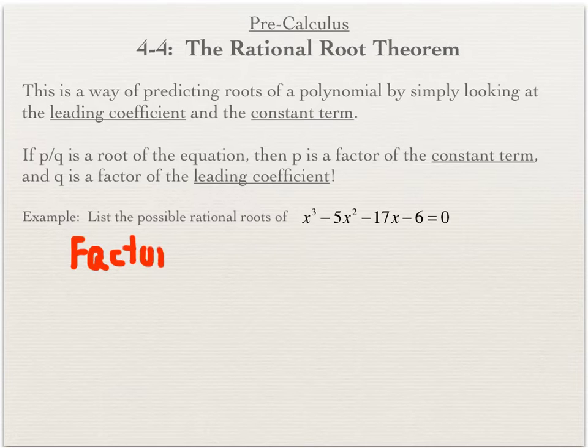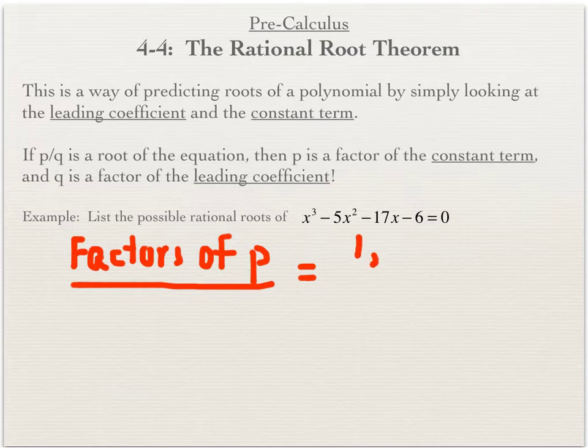My factors of p will go on top in the numerator, and p again is the constant term. So I look at -6 and some factors of -6. Remember, factors are numbers that you multiply to get a number. Basically, numbers you can multiply together to get 6 are 1 and 6 and 2 and 3. So I just list those, and I would technically then put a plus or minus in front of each of those, because it could be positive or negative of each of those numbers.